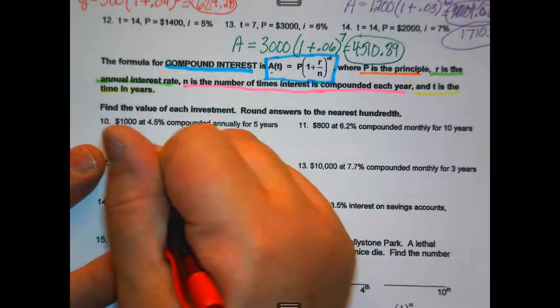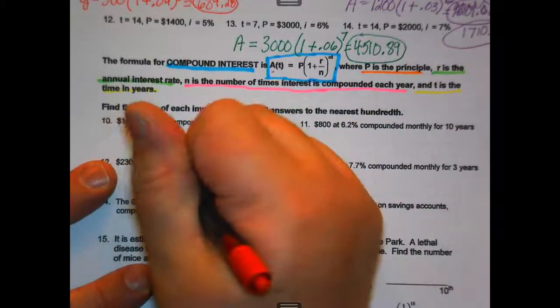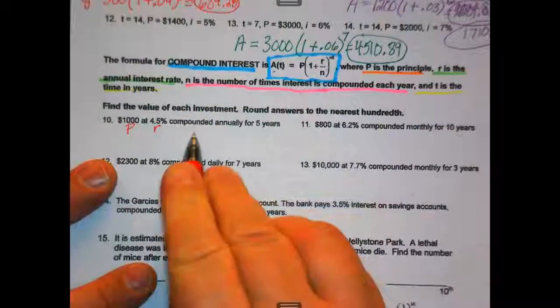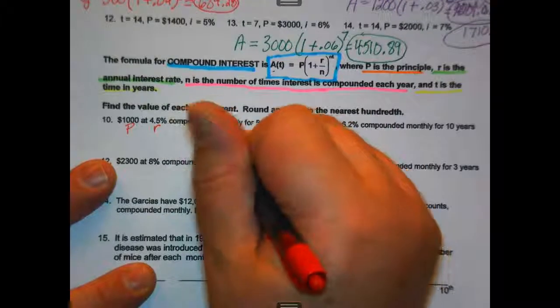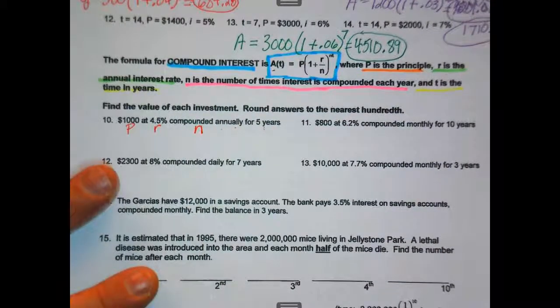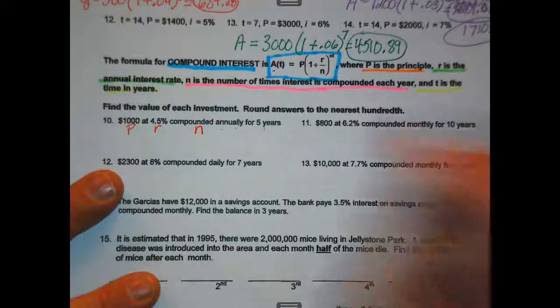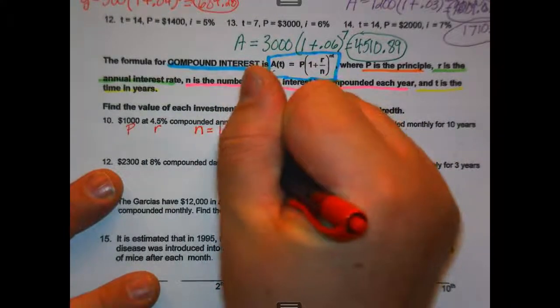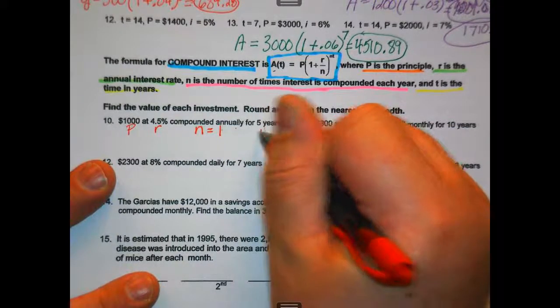1,000 is our initial amount. That's the P. 4.5% is our rate. Compounded annually for 5 years. So compounded annually, that's our new variable, the N. What's our N equal if we do it annually? 1. Okay, annual means 1. 5 years is our T.